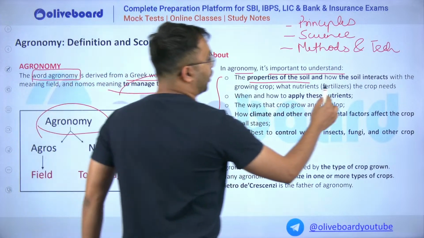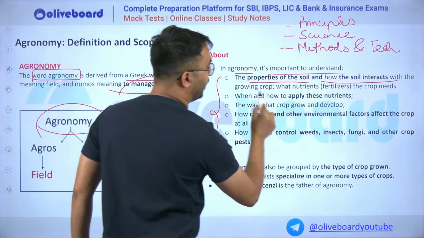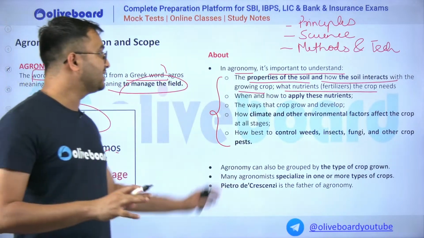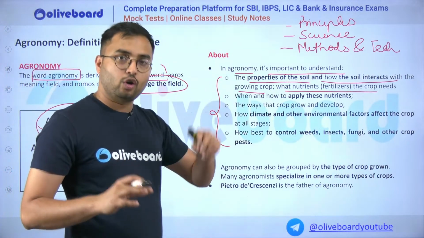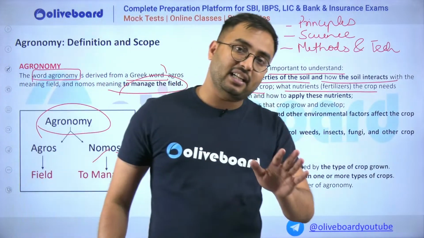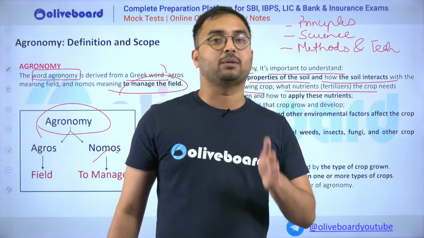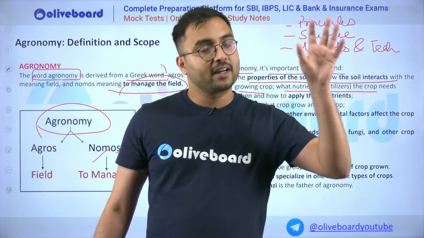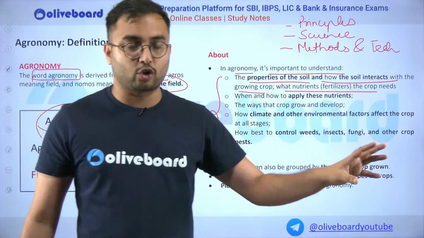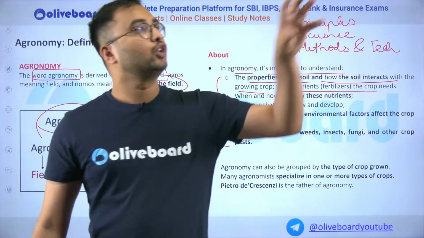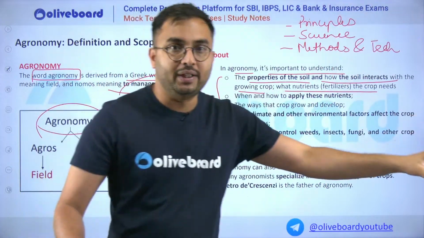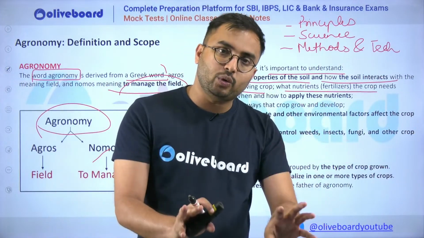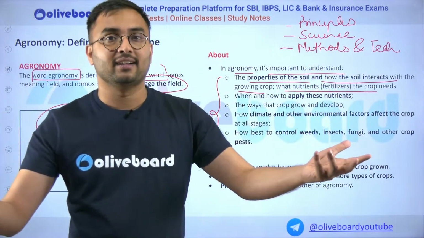So properties of soil, how soil interacts with the growing crops, what nutrients are required by the crops, all these things are checked by agronomy. Agronomy checks into the breaking down of important factors, for example soil. Then for various crops, for example Rabi crops, Kharif crops, Zaid crops, peas, lentils, sugarcane, rice, wheat, every crop will require different nutrients. Every different nutrient will be available in different season.